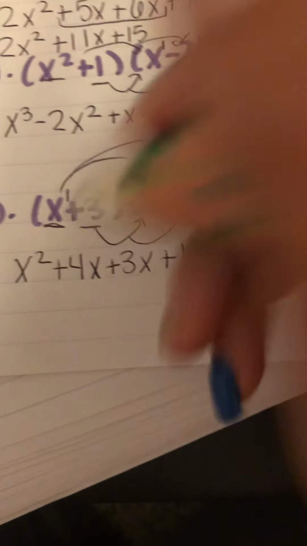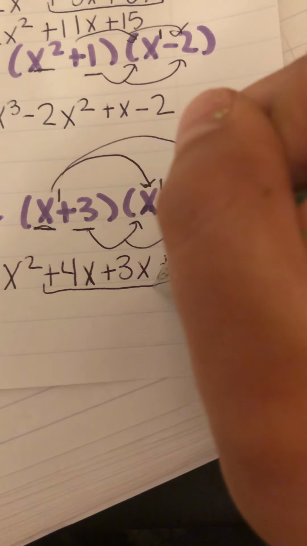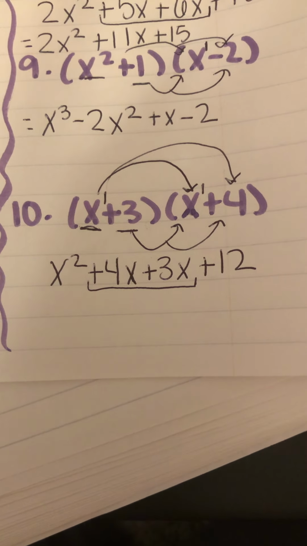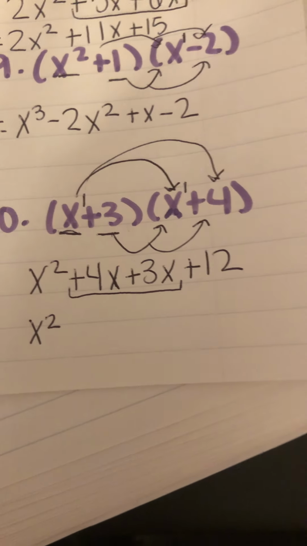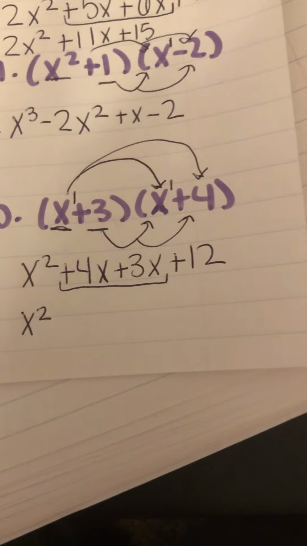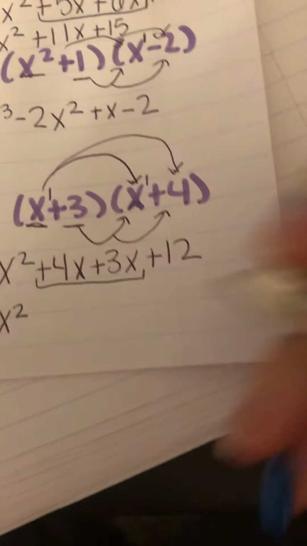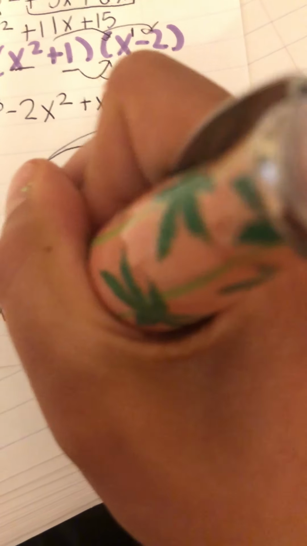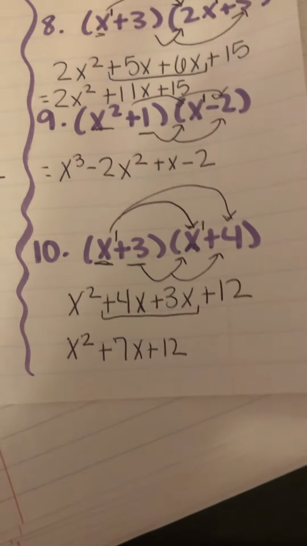But I know I'm not done because I do see these terms in the middle. And those can combine because they are like terms. So my x squared will come down. Positive 4x's plus another positive 3x's is going to give me 7x's. And then I can bring down my positive 12. So that is my answer.